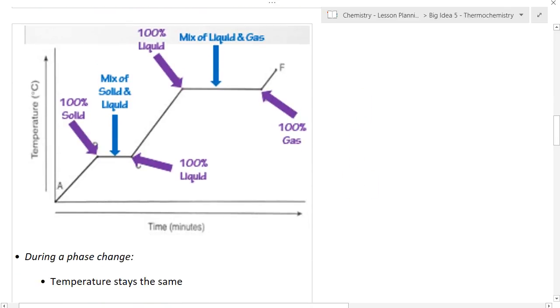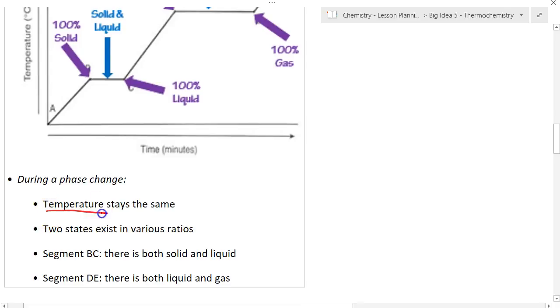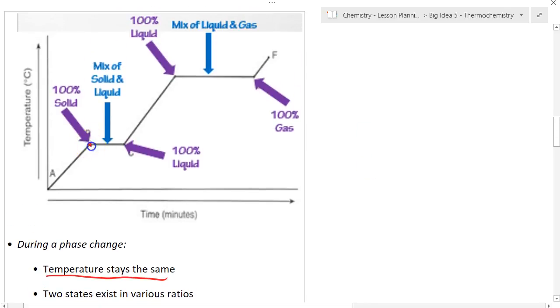So during a phase change, the temperature stays the same. When you're boiling water, it stays at 100 degrees Celsius the entire time that you are boiling it. It's just that these two states exist in various ratios. At the beginning of this state change, it's 100% solid. Throughout the state change, it's changing into liquid. So at different points, say in the middle, it's some mix between solid and liquid, some part solid, part liquid. Once it gets to the end, it's 100% liquid.